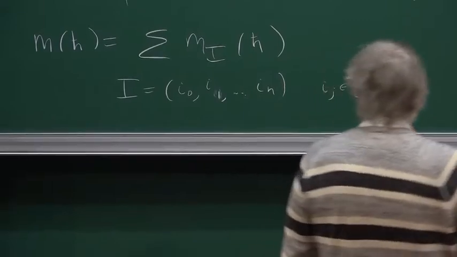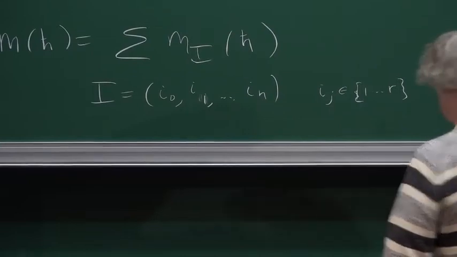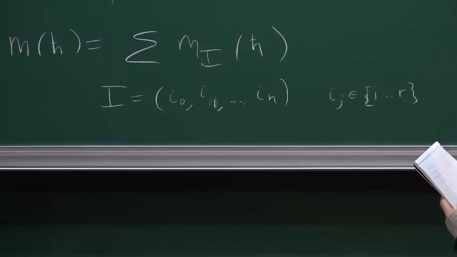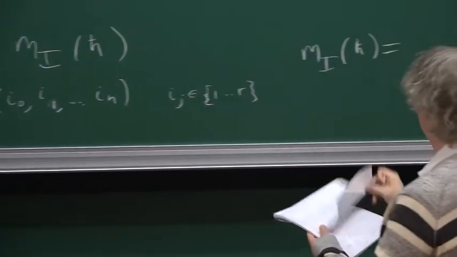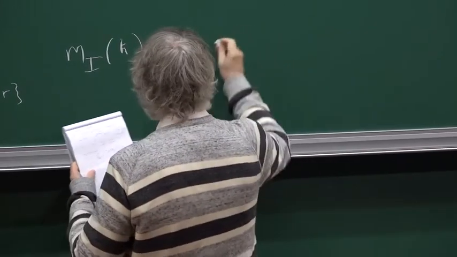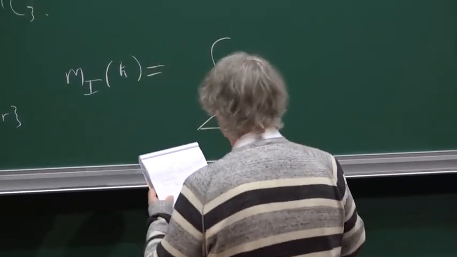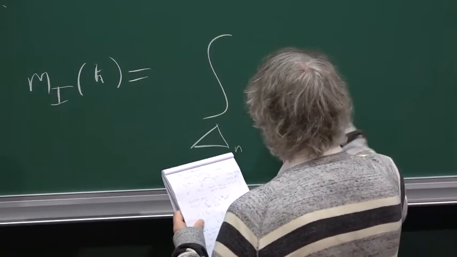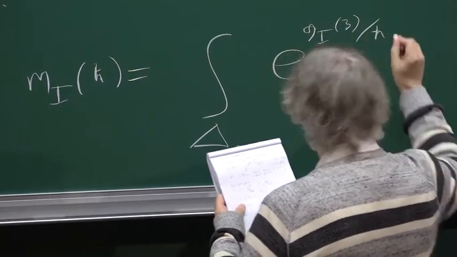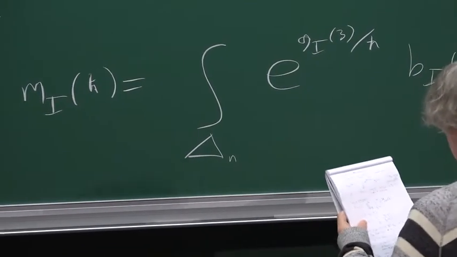Okay. And M_I equals, let's see. Let me write the formula, and then I'll write you the definition of the terms of the formula. M_I is the integral over delta n of e to the g_I of z over h bar times b of z. Okay.